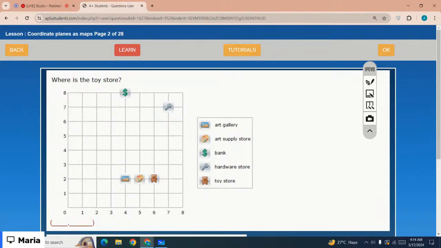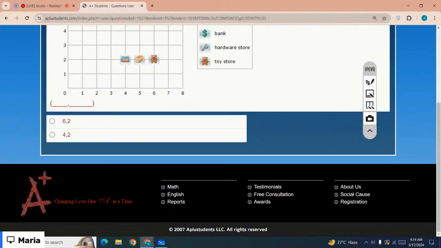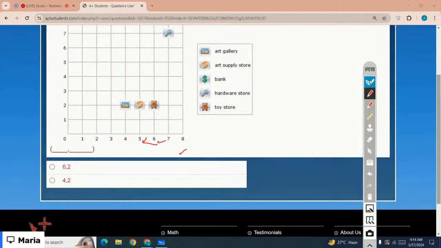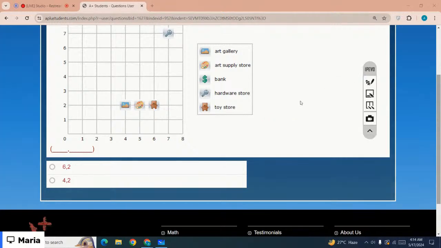Where is the toy store? This is the icon for the toy store. Here is the toy store. So you need to find the coordinates of the toy store. So that is 6 and 2. The toy store is at 6 2, right? Option number 1 is the correct option.